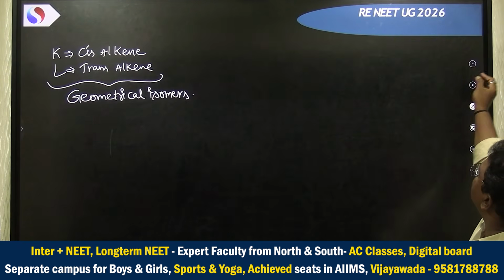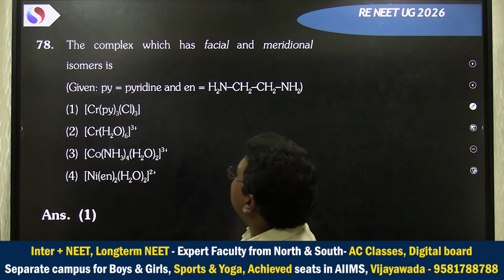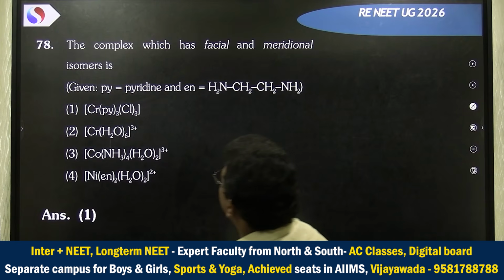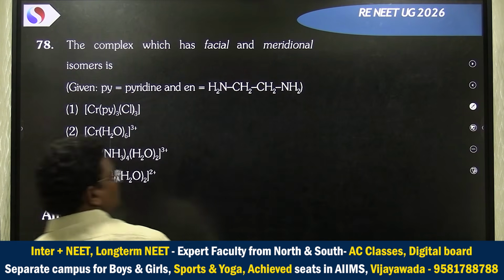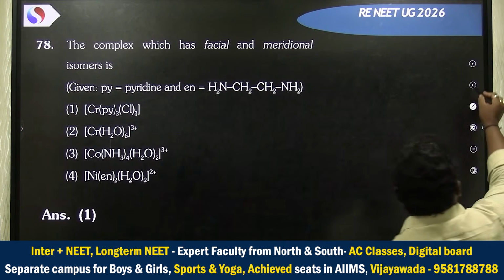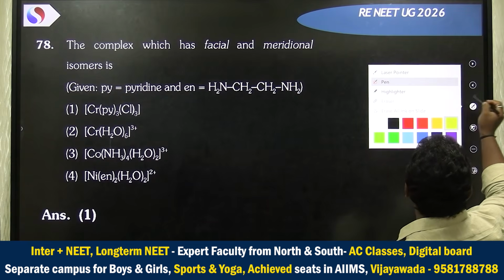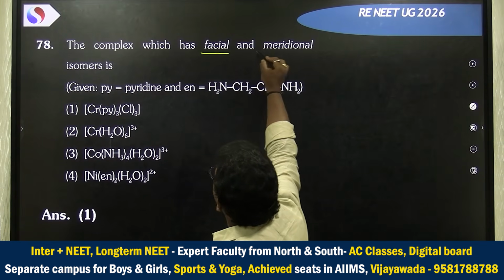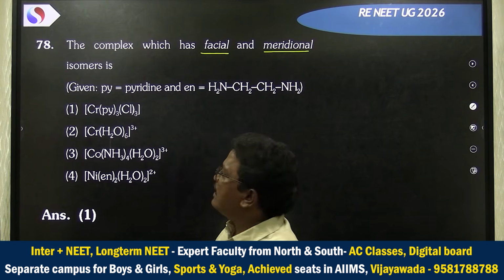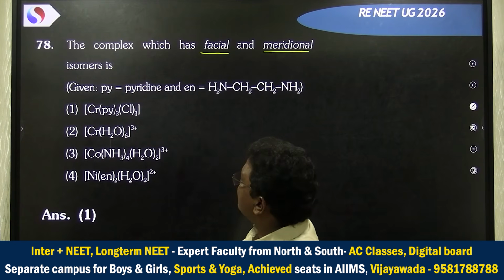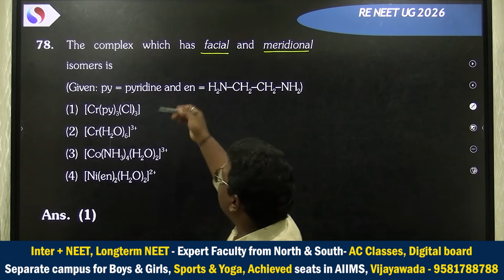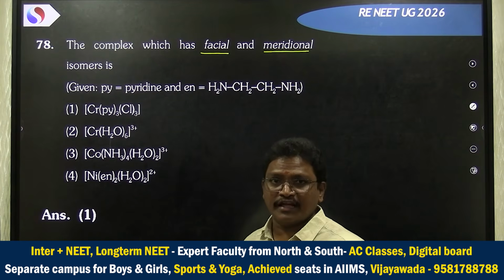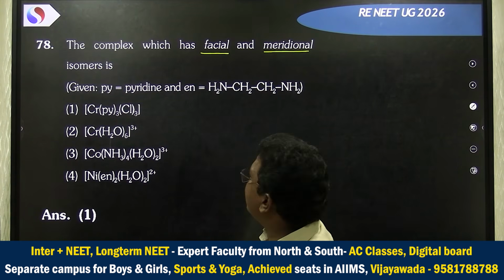Now we have to take the next question. The complex which has facial and meridional isomers is, very good question. In coordination chemistry, one of the important topics is isomerism. Facial and meridional isomers. And the condition is also given: Py means pyridine, En means ethylene diamine.